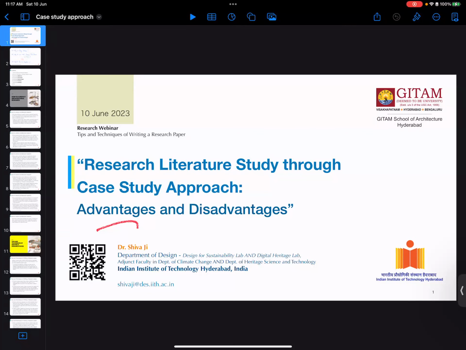So how to go for case studies? Well, case studies are a very familiar thing in architecture. That's why I chose this, because they can relate directly. But there is a lot in depth in the case study approach, like how to go about it, and there are some advantages, disadvantages, merits and demerits that we will discuss. So I'll quickly begin.